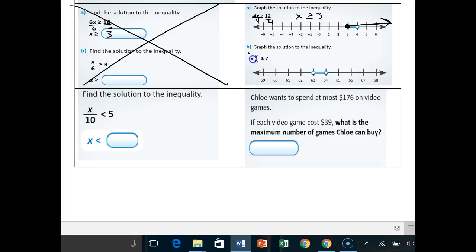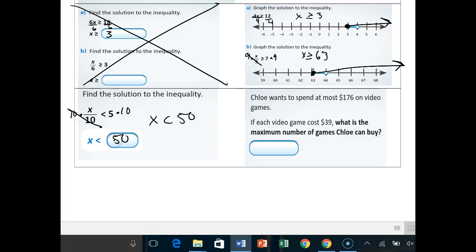Here, times 9, times 9. Some of you want to say times 7. Remember, you want to work with the number on the side with the variable. So that's why I do times 9. So x is greater than or equal to 63. Again, closed circle because it includes 63, and then everything bigger, or everything to the right of 63. Lastly here, times 10, not times 5, because again, 10 is on the side with the variable. So those cancel out, and x is less than 50.